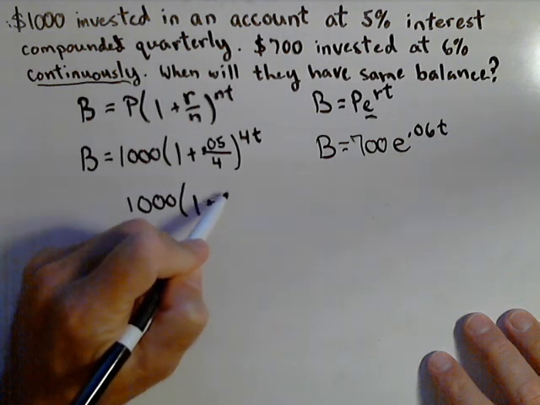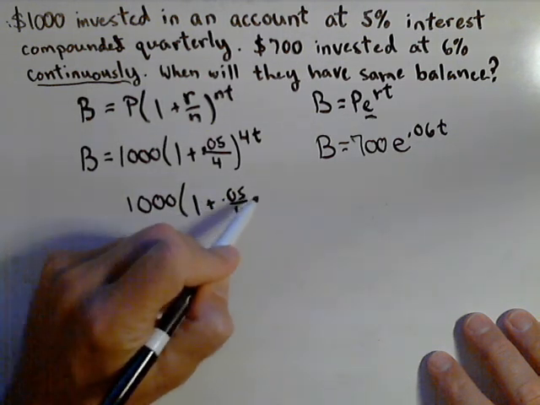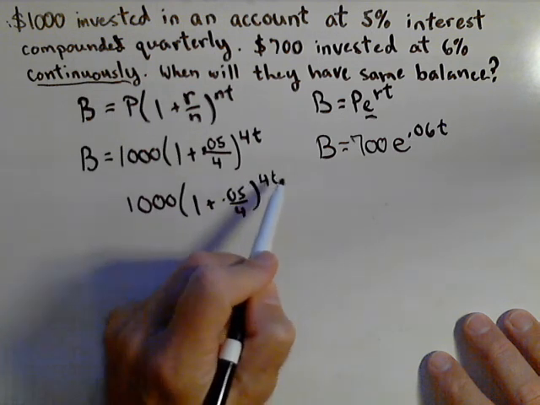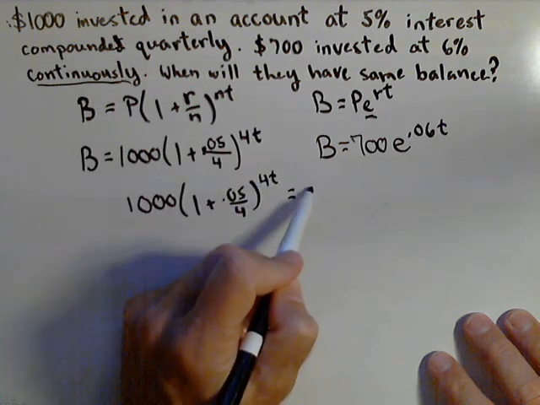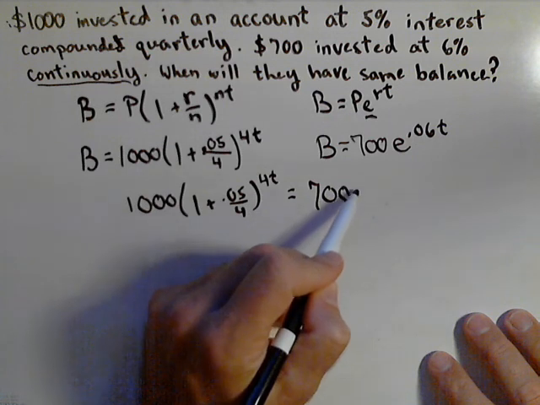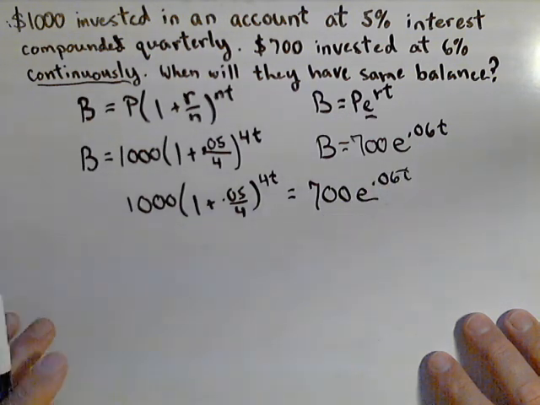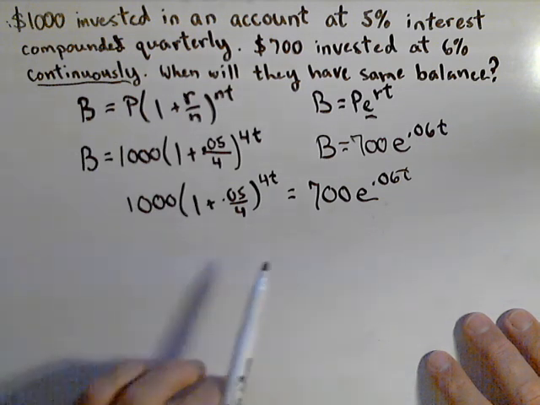Once we have our two balances, the equation we're trying to solve is 1,000 times 1 plus 0.05 over 4, or you could simplify that down to 1.025, to the 4t, equals 700 e to the 0.06t. So that's the equation we want to solve.